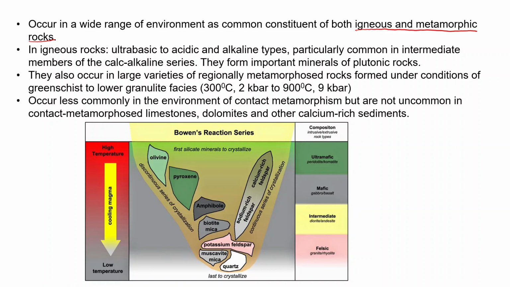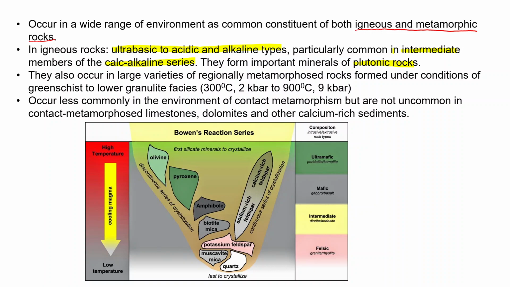So once we look at the igneous rocks, the amphiboles occur from ultrabasic to acidic and alkaline types, and they are particularly common in the intermediate members of the calc-alkaline series. So I hope you understand all these terms. Then they form an important mineral of the plutonic rocks.